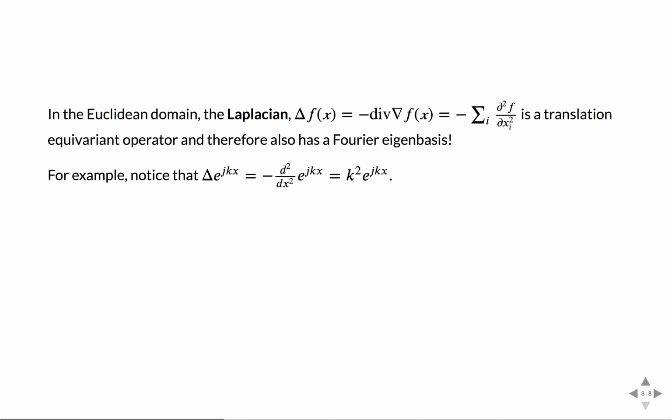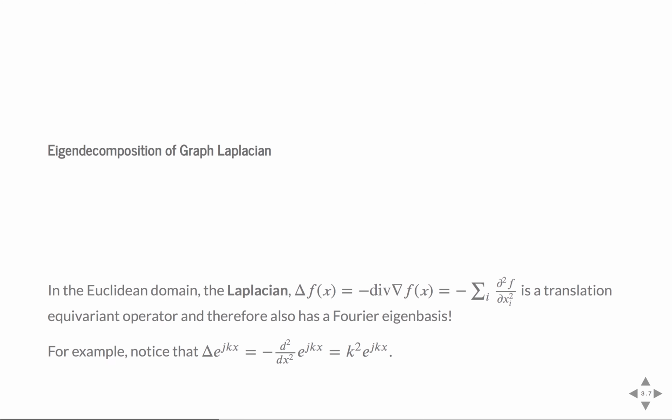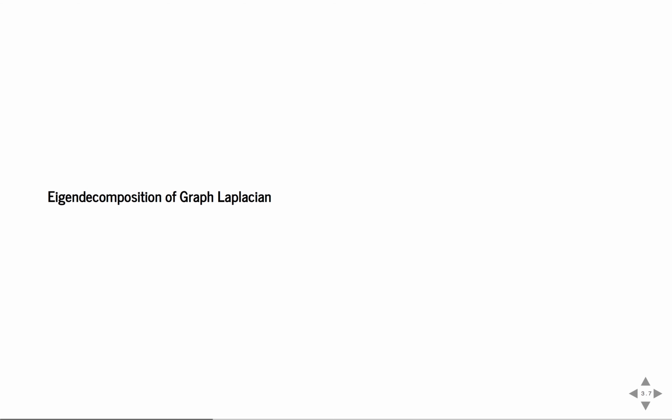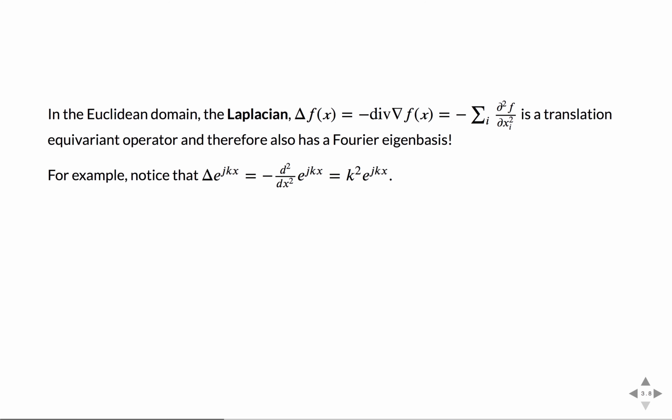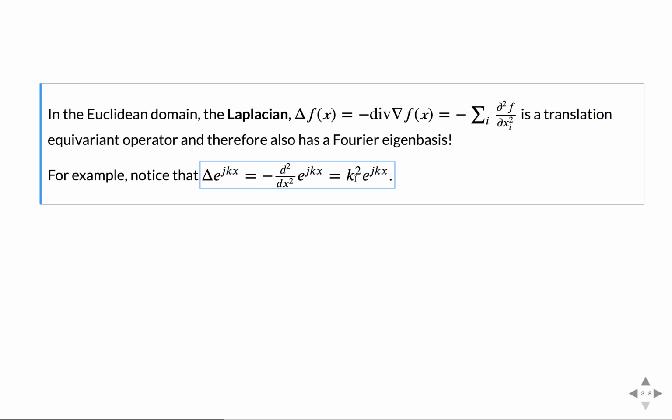And interestingly, the Laplacian always has an eigen-decomposition, and the eigen-decomposition of the graph Laplacian has very important features. So if we return, just for a second, to the Euclidean domain, it turns out that since the Laplacian is also a translation equivariant operator, it also has a Fourier eigenbasis, and you can, for example, see here that the Laplacian of this harmonic function is just some eigenvalue times the function.